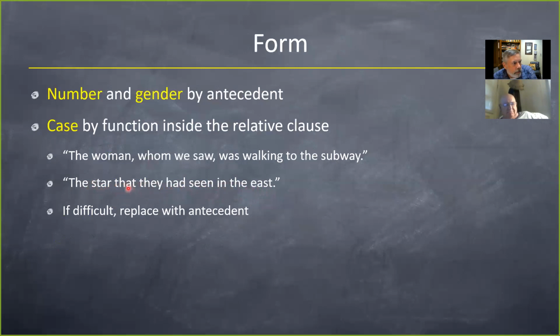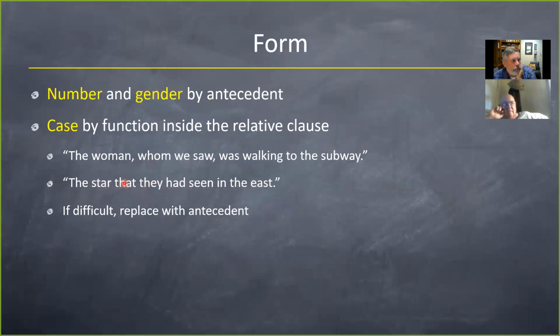Let's see if I can remember this. They had seen, and we'll get rid of in the east because that's the indirect object. That's a prepositional phrase. That they had seen. Well, they had seen what? They had seen the star. Well, that replaces the star. So they had seen that, or they. So that is going to be in the accusative case, even though star is in the nominative case.